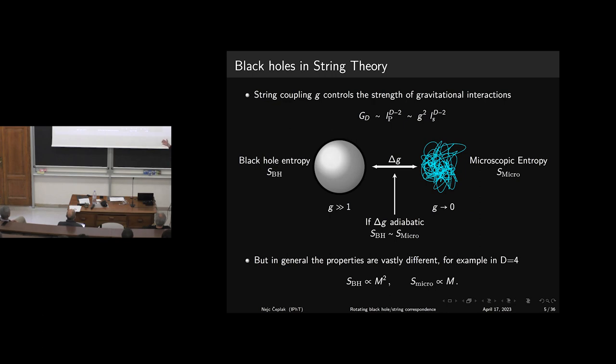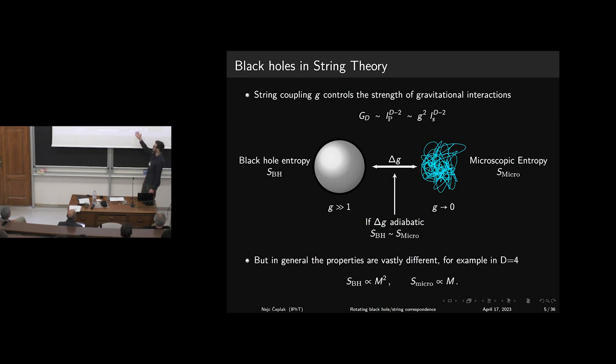And the idea is that your black hole is valid at really strong coupling. So you have your black hole, you have the entropy, which is your Bekenstein-Hawking entropy. And now, could you find a procedure where you tune down this string coupling in an adiabatic way without losing any of the states, keeping the entropy fixed, so that you can relate it to some kind of microscopic entropy at the free string size?